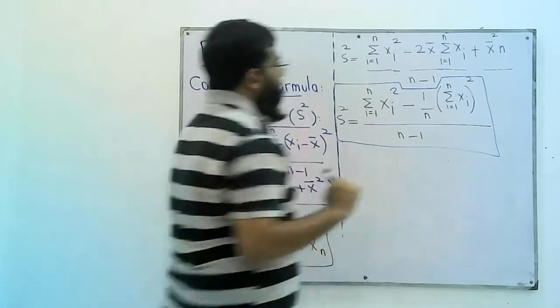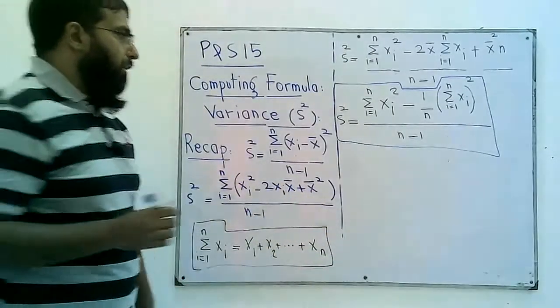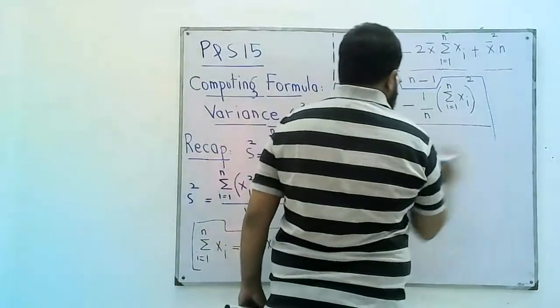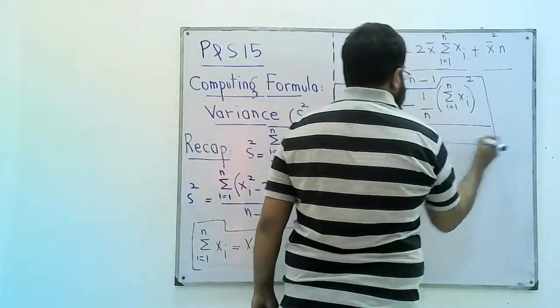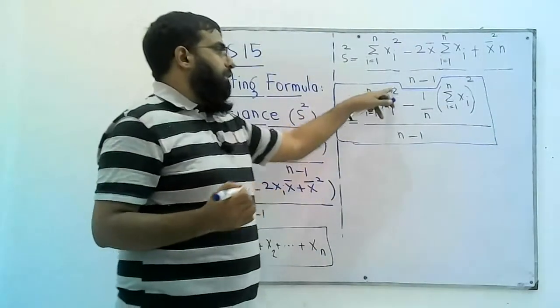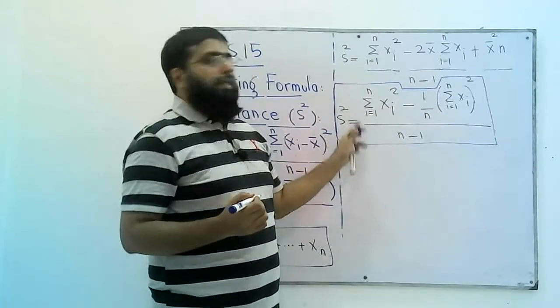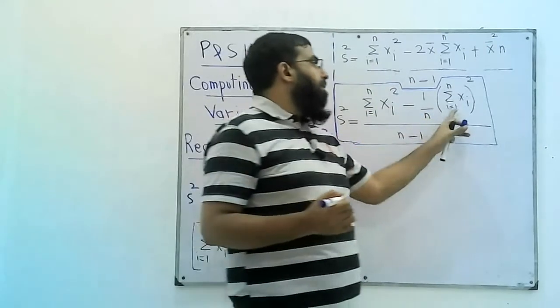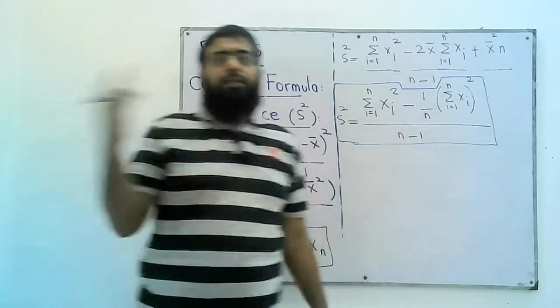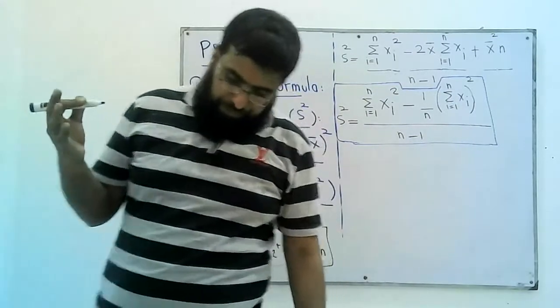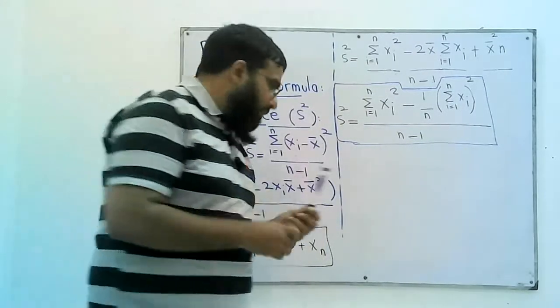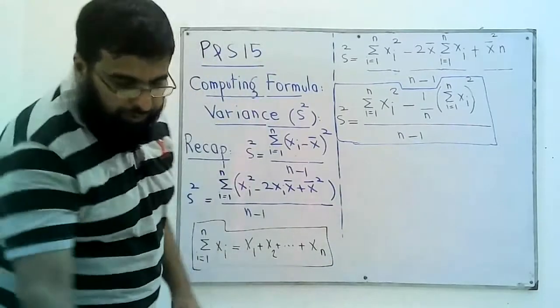This formula. What does this formula involve? This formula involves xi squared and then summing, and summing xi's and then computing a square. These are two different things. What does the first term mean?